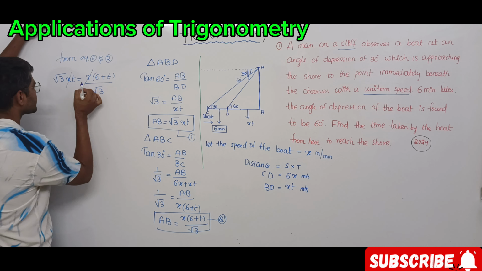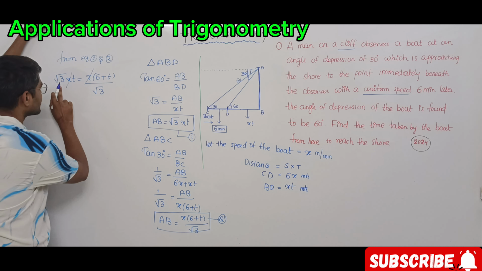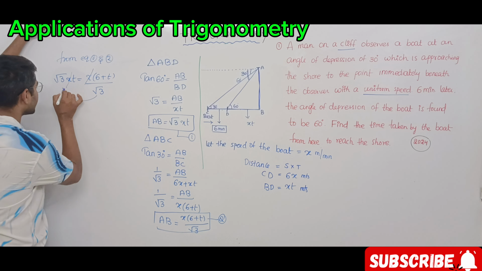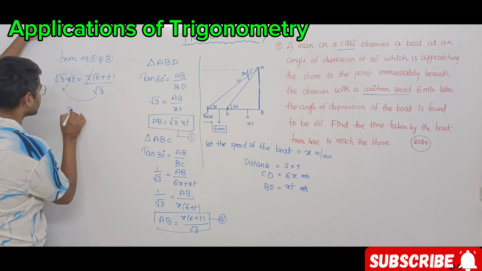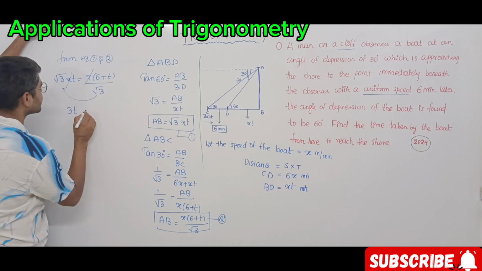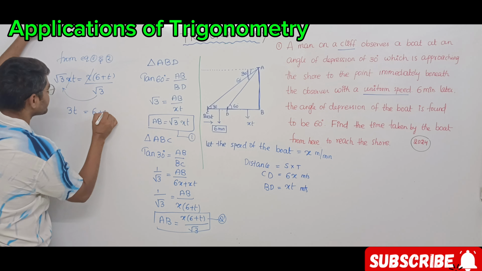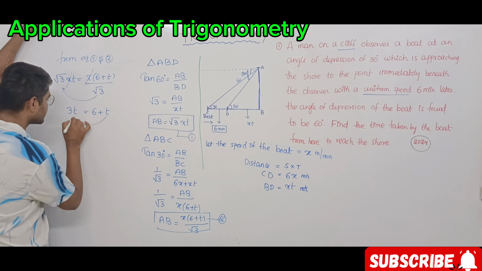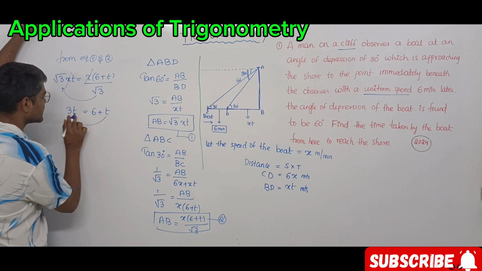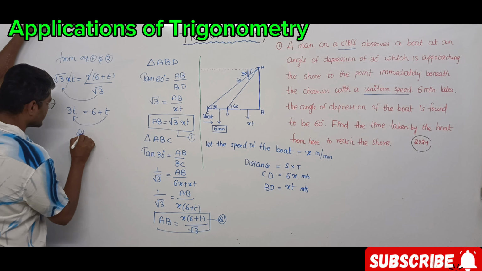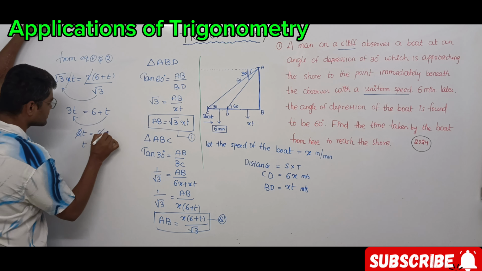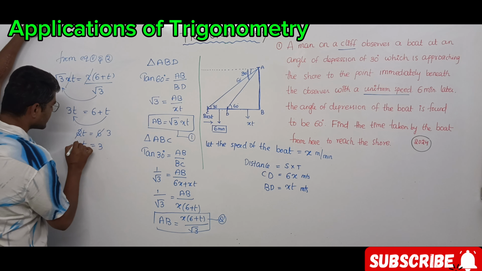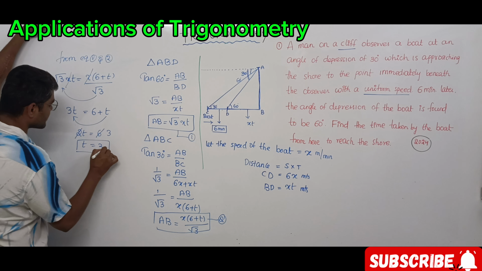This x and this x will be cancelled. Root 3, when it comes to this side, this becomes multiplication. So root 3 into root 3 is 3. 3 into t, 3t equal to 6 plus t. t comes to this side. 3t minus t, 2t equal to 6. Then t equal to 6 by 2, 3. So t is 3 minutes.